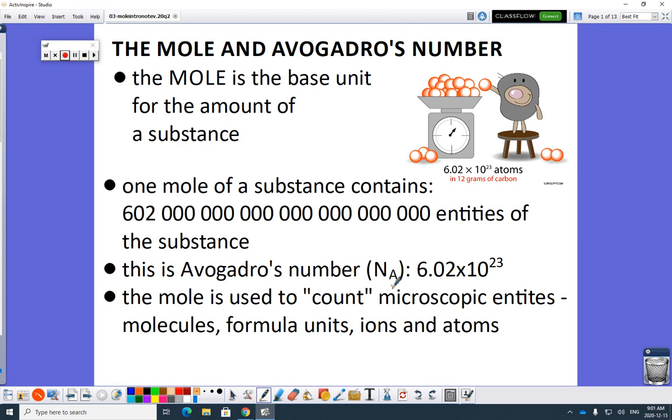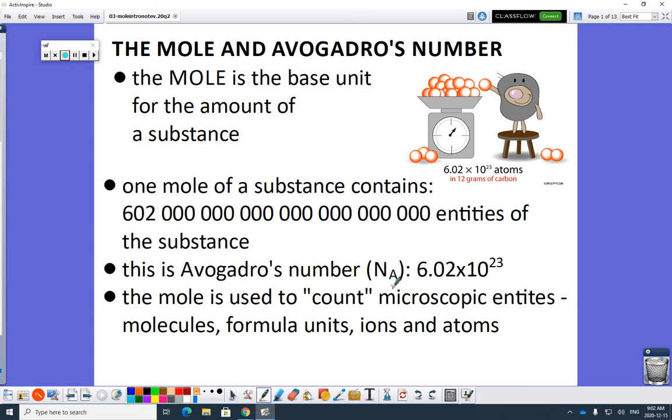Okay, so sometimes students struggle with, well, what is a mole? How do I see a mole? But kind of the whole point is that you can't see it. You can't see a particle. If you think about a beaker, a gram amount, a test tube full of a substance, that is a lot of ions, a lot of atoms, a lot of particles. So we use the mole to count microscopic entities.